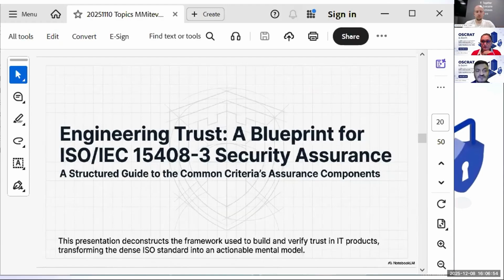In recent years, Europe has increased its focus on standards, and institutions such as ENISA and others are actively searching for more specialists who can work with these frameworks. This makes the topic very important for your future careers.